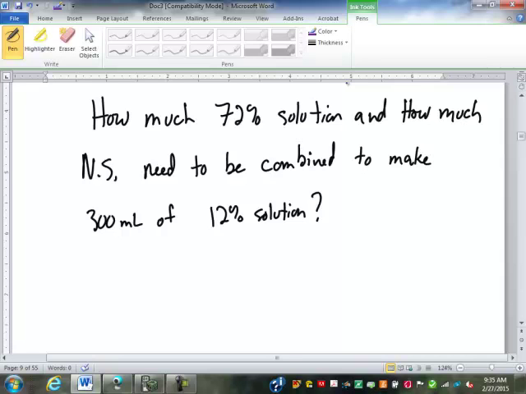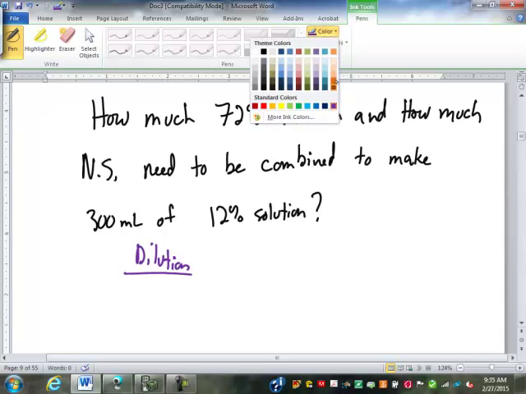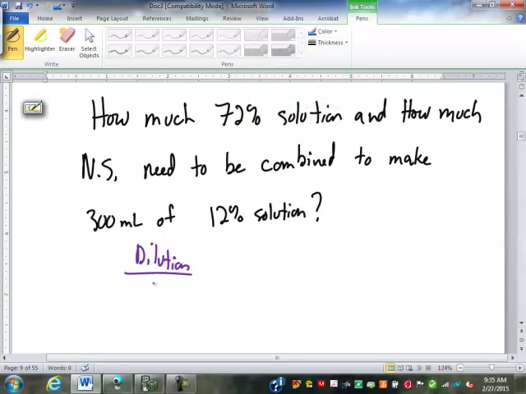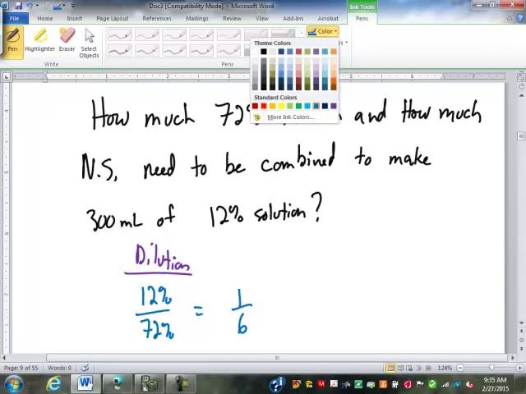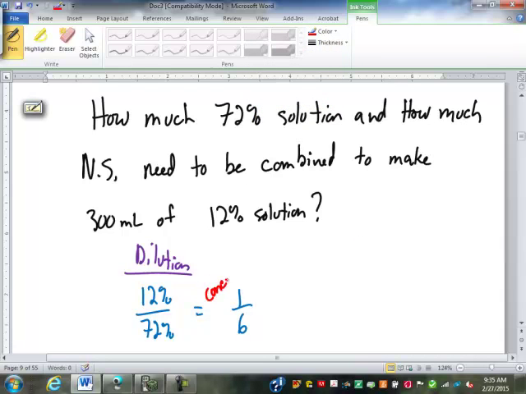Well, we generally start with finding the dilution. What's the dilution going to be here? 12% over 72, which will reduce to 1 and 6. So now remember, the 1 is the concentrate. In this case, that's the 72%. And the 6 is the total, the final, which in this case is the 12%.